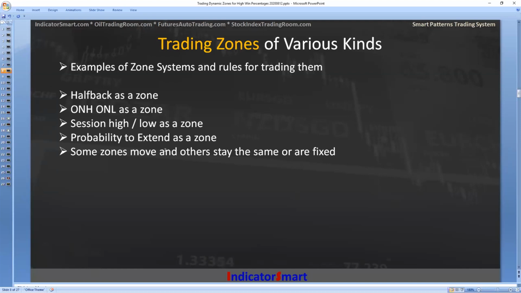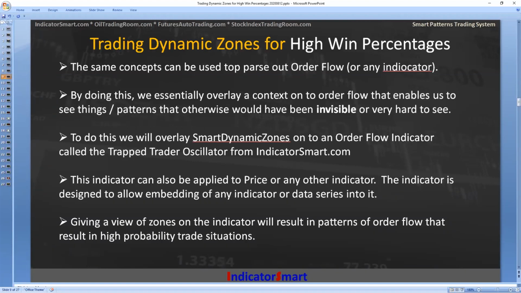So some zones move, like the ones that we're just talking about, as opposed to the ones earlier that are fixed, like market profile or Camarilla or floor pivot, stuff like that. Let's see what else we got here. Okay, same concepts can be used to parse out order flow or any other indicator. So just take everything that we've done so far and chunk it into a really high level category. Of course, you gotta learn it first, but you just take that bigger question. Am I at an edge? Am I at a zone extreme of any kind? What's the most likely direction for range expansion is question number two.